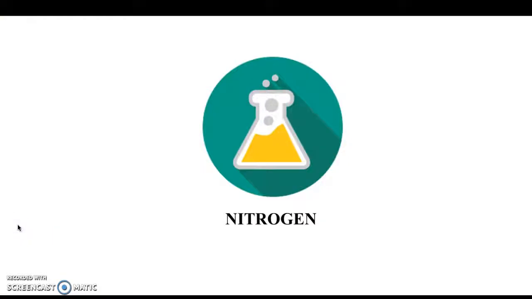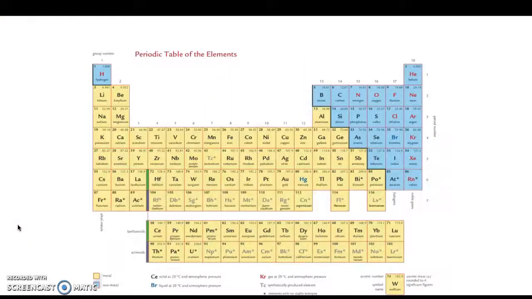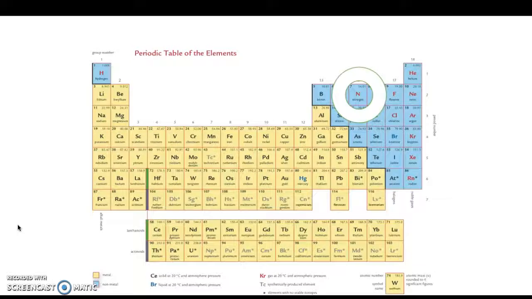I have chosen the element nitrogen. This is the periodic table of the elements. The periodic table tells you a lot about the chemical elements. Right here we have nitrogen. Nitrogen is in the 15th main group and in the second period.